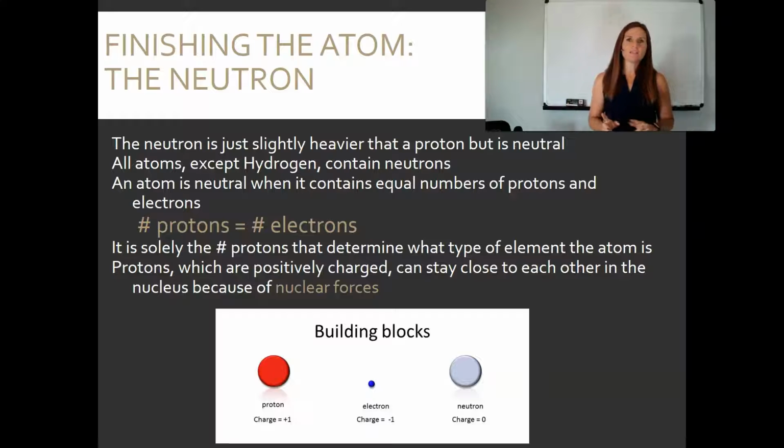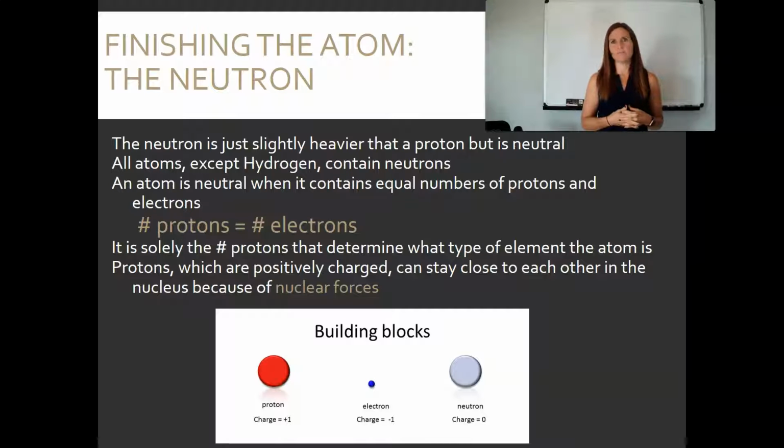So we've already talked about the establishment of the electron using Thomson's cathode ray tube, and then how the proton was first theorized to exist, and then it was shown to be in the nucleus of the atom with Rutherford and his gold foil experiment. And now, moving forward, we have established that there is also a third kind of subatomic particle called the neutron. The neutron is just slightly heavier than the proton, but it is neutral, no charge.